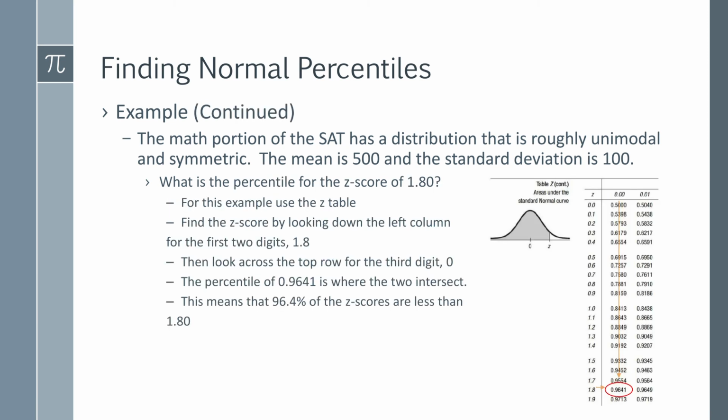Now that we have our standardized score of 1.8, we want to find the percentile associated with it. The way we do that is you take your z-table, and the left column of the z-table is the first two digits of your standardized score. You follow that left column all the way down till you get to the 1.8. The row across the very top represents the third digit. Our third digit is 0. So we find 0 in the row across the top, and your percentile is where those two points intersect. From your 1.8, you move out to the right to your 0, and you'll see that it intersects at 0.9641. This means that 96.4% of the z-scores are less than 1.80.